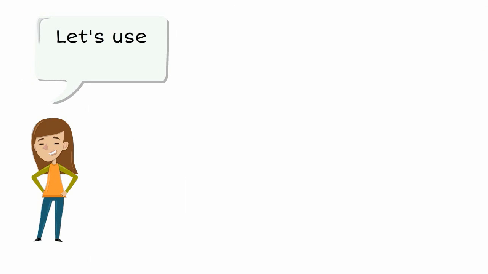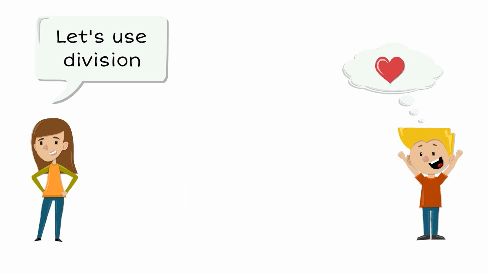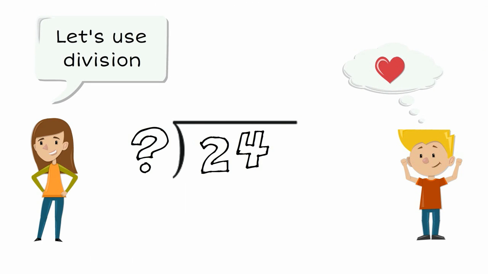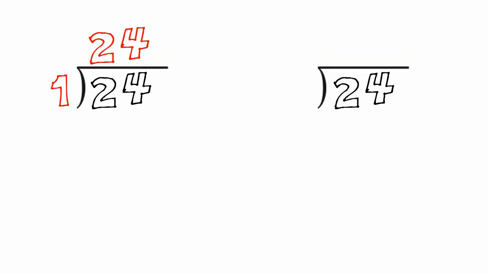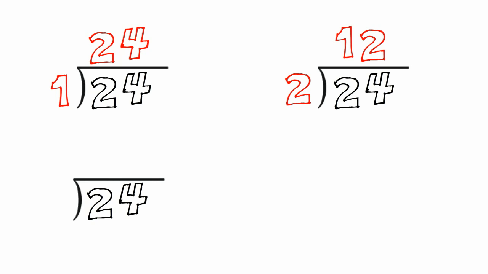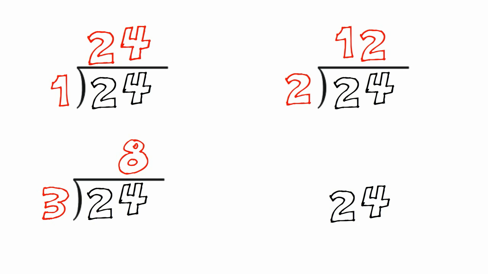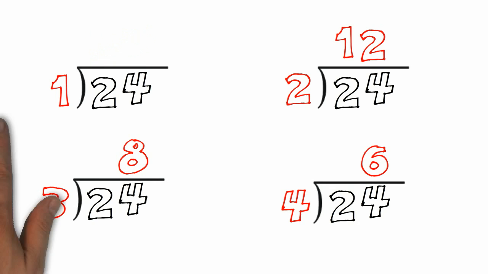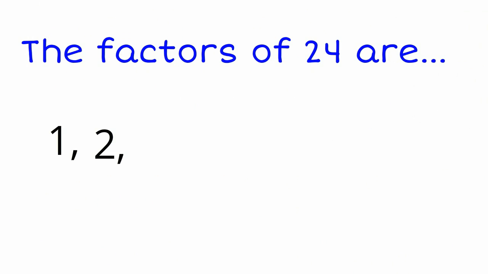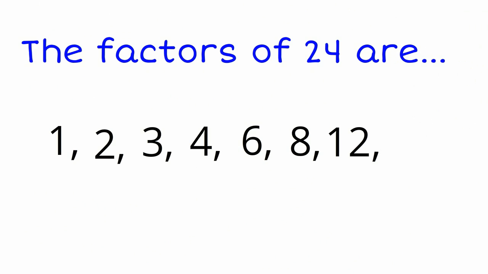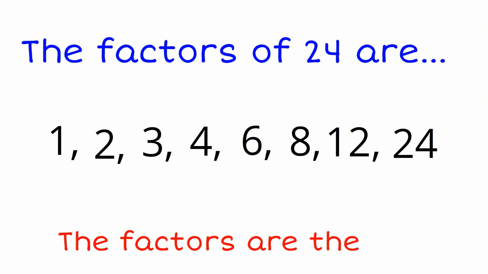Now let's use the same example with division. 24 divided by what gives me what? 24 divided by 1 is 24. 24 divided by 2 is equal to 12. 24 divided by 3 is 8. 24 divided by 4 is 6. The factors are 1, 2, 3, 4, 6, 8, 12, and 24. The factors are the same.